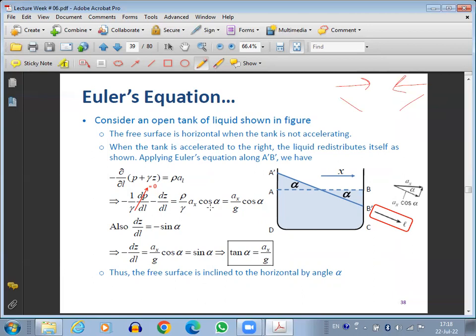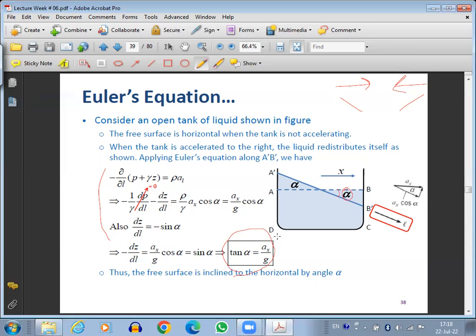There is a specific formulation through which we can find the specific angle of this tilt, and there is a small derivation. I'm not going through this derivation. You can go through it yourself. The end result is this: if alpha is the tilt, then tan alpha equals ax by g. Ax is the acceleration in the x direction, and g is the acceleration due to gravity.